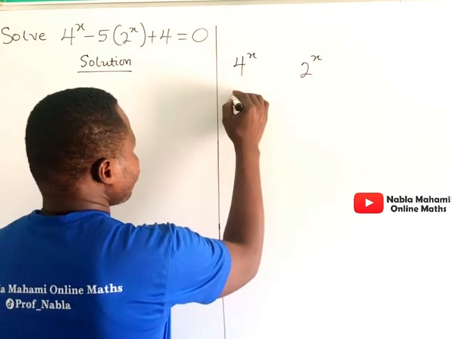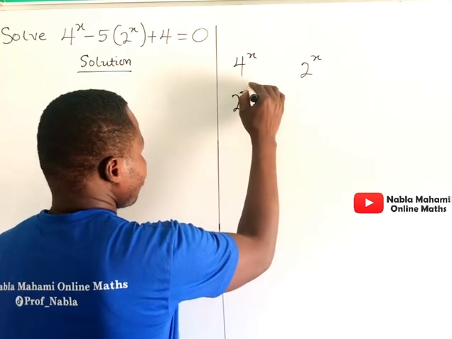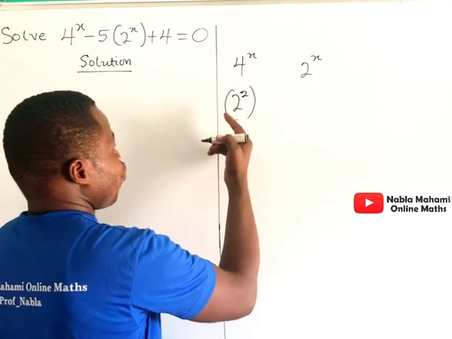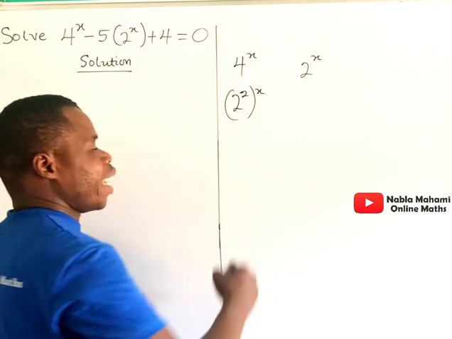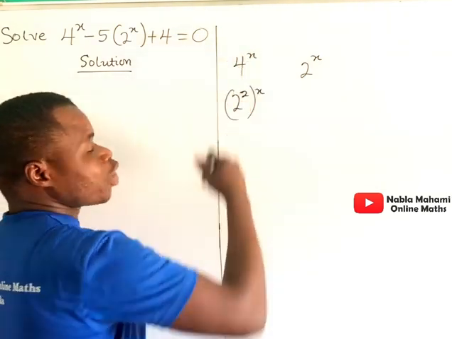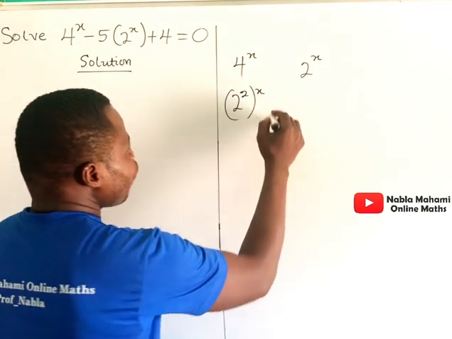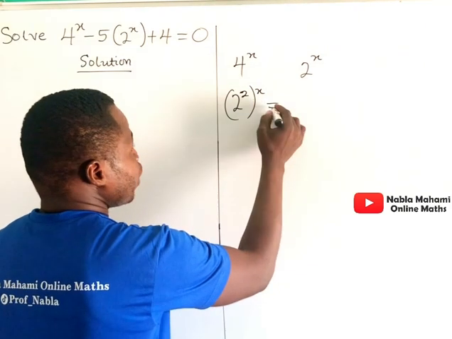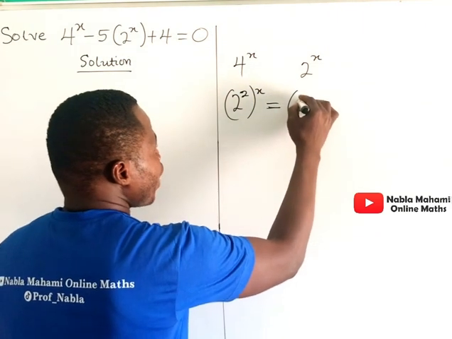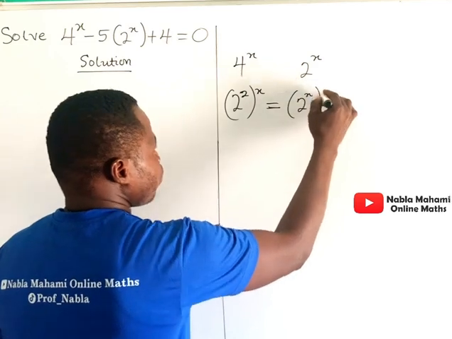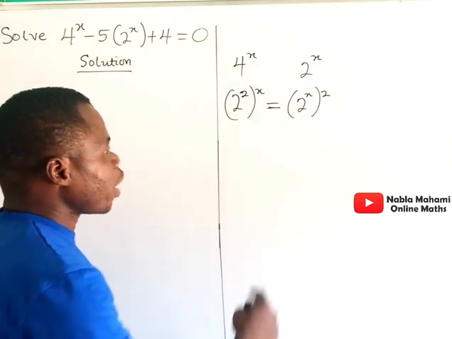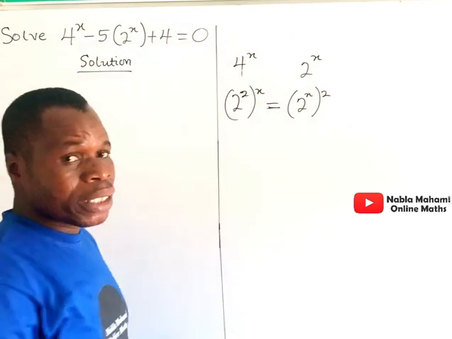And 4 is now going to be 2 squared. 2 squared is the same thing as 4. Then I'll bring this power, which is x. So this one is the same thing as 4^x. Then after this, I can switch these numbers because they are the powers and they are multiplying. So I can rewrite this one as (2^x)^2 and you can see that this is the same thing as this, which is also the same thing as this.